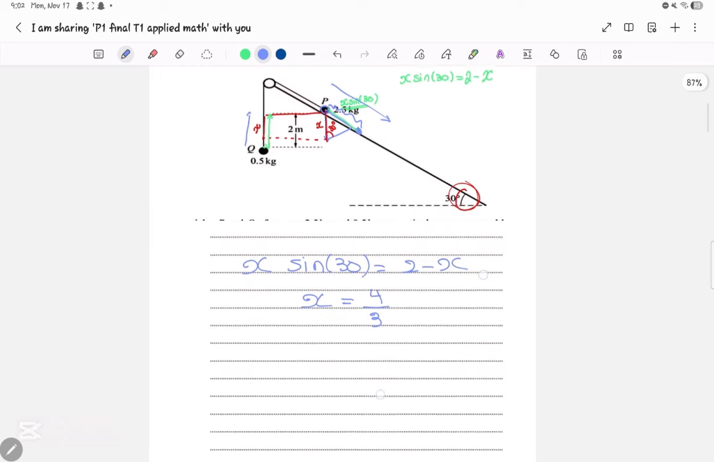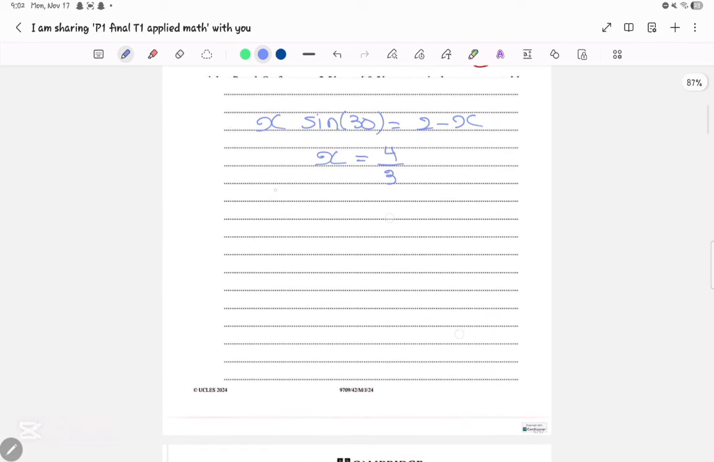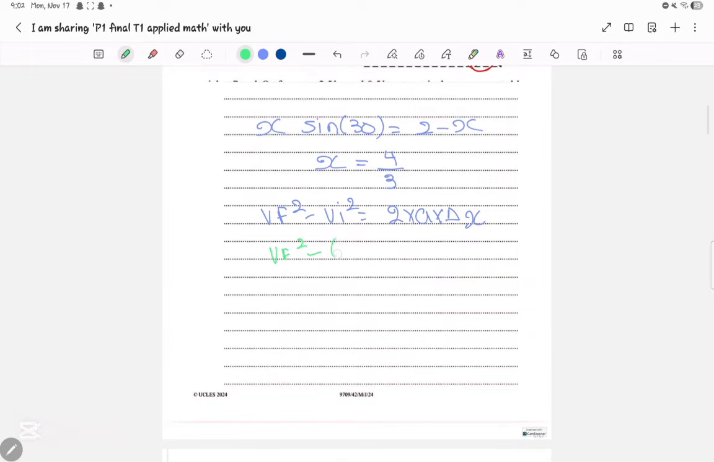Now that we have this, actually our whole life became easier. So we can use the equation now. V final squared minus V initial squared is equal to 2 times acceleration times delta x. How much was delta x? It was 4 over 3. V final squared we need to find. V initial squared is 0, so minus 0 squared is equal to 2 times acceleration, which we found previously to be 1.06, times 4 over 3. So then you can erase this, and you will get that V final squared is equal to 2 times 1.06 times 4 over 3. This would be 2.83.